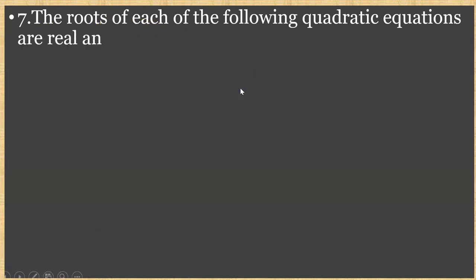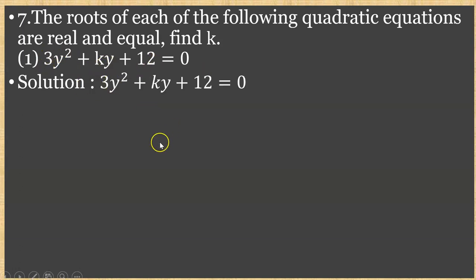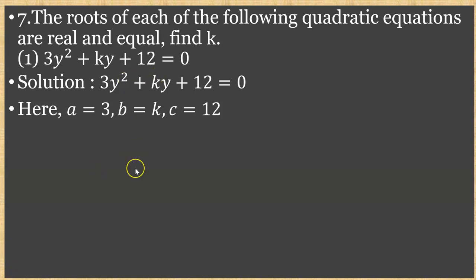Question number 7. The roots of each of the following quadratic equations are real and equal. Find k. 3y square plus ky plus 12 is equal to 0. Here a is 3, b is k, c is 12.